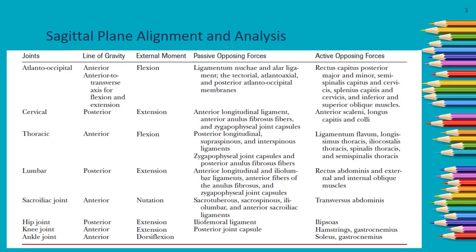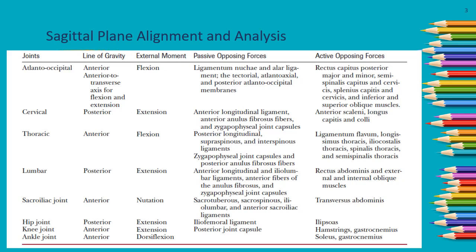As it is very important, I am repeating again. The line of gravity will pass anterior to the atlanto-occipital, posterior to the cervical, anterior to the thoracic, posterior to the lumbar, anterior to the sacroiliac joint, posterior to the hip joint and anterior to the knee and ankle.